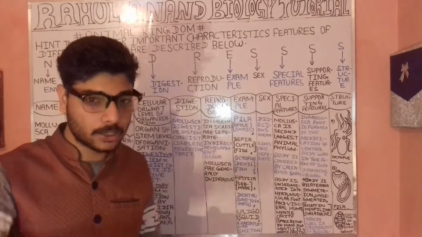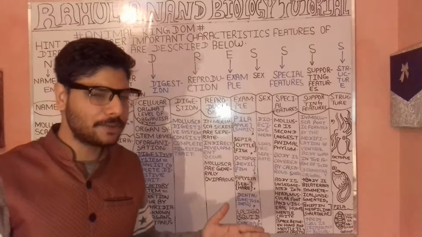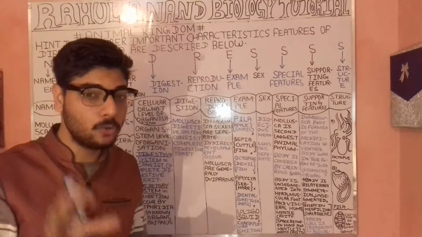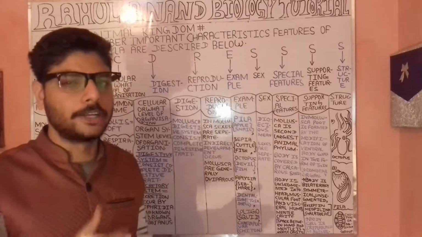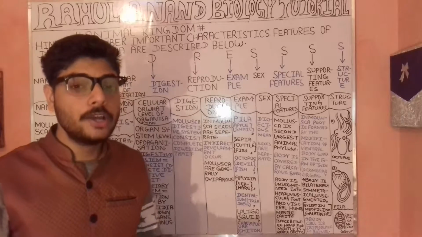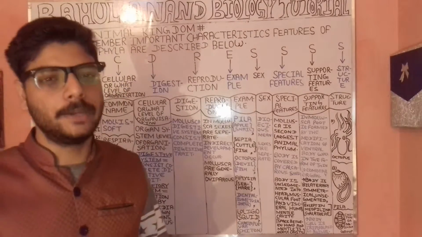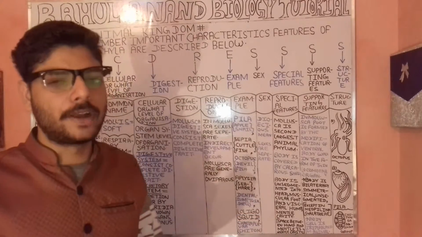In the case of Mollusca, the name of the phylum is Mollusca. The phylum was termed by Aristotle. Now the environment: these mollusca are present in aquatic environments, marine as well as freshwater bodies.